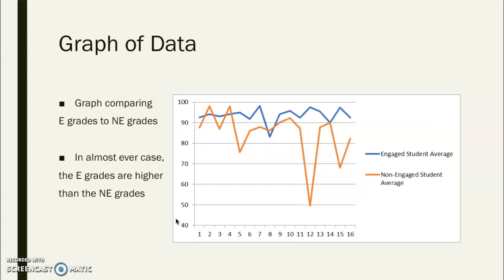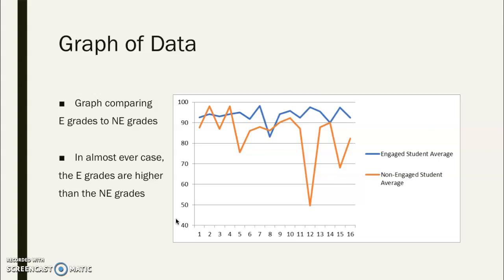I like this graph because it helped visualize what was happening, and only in very few cases did the non-engaged student average actually get above the engaged student average. Not many participants at all had non-engaged students scoring higher than engaged students, and that kind of corresponds with the data that we collected from our previous slide. In my paper, I have the raw data that was collected, so if you want to reference that, you will by all means be able to do so.